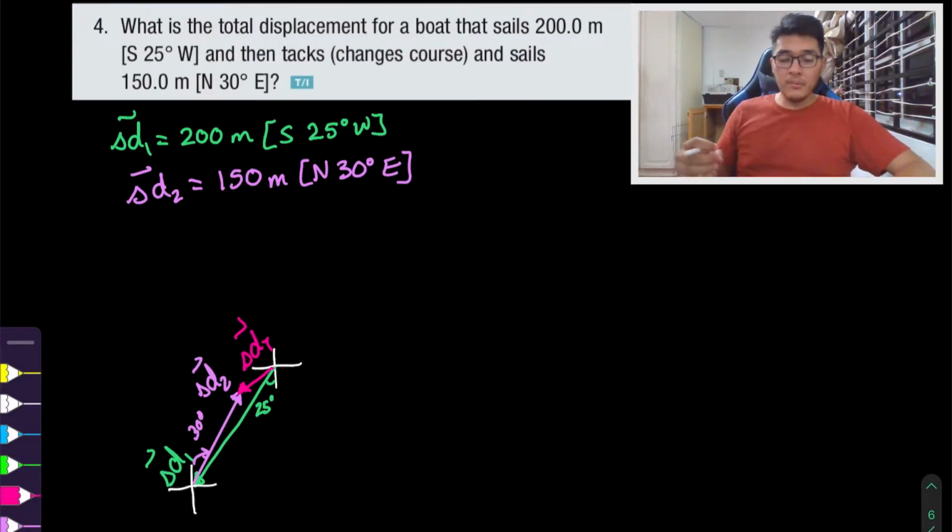But now what I'm trying to show you in this lesson is that whenever you want to add more than one vector together, you can just think of adding them component-wise. So what that means is to find the total displacement, you do it by the x component separately from the y component.